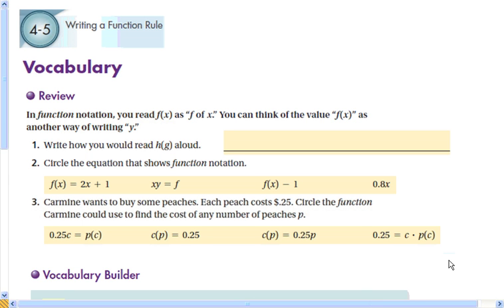Right, students, this is lesson 4.5, writing a function rule. Our objective is for you to learn how to write equations that represent functions and to start using function notation. So go ahead and do the review. You can check back for your answers.